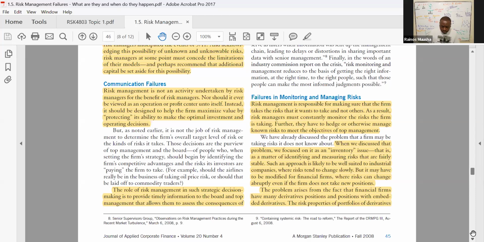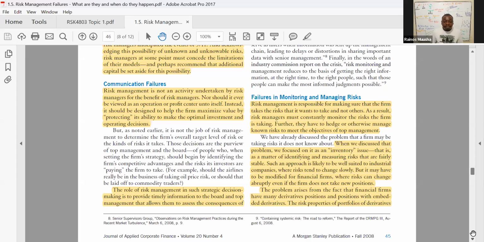So in monitoring and managing risk as well, one of the issues you have to take into account is what type of company or firm it is. Is it an industrial firm, for example, a firm that produces and manufactures goods, or is it a financial firm, for example, a hedge fund? You will see that for a company that is producing and manufacturing goods, the risk factors don't change as abruptly as changes in a financial firm.